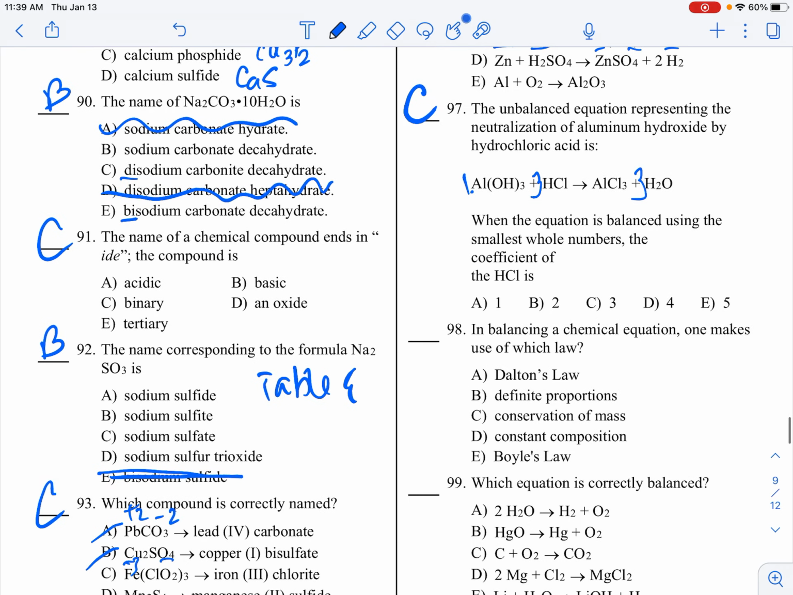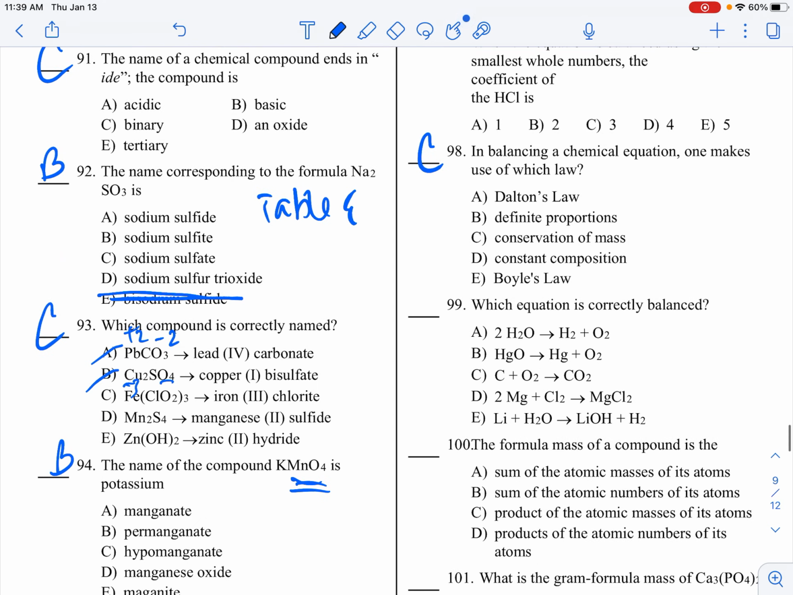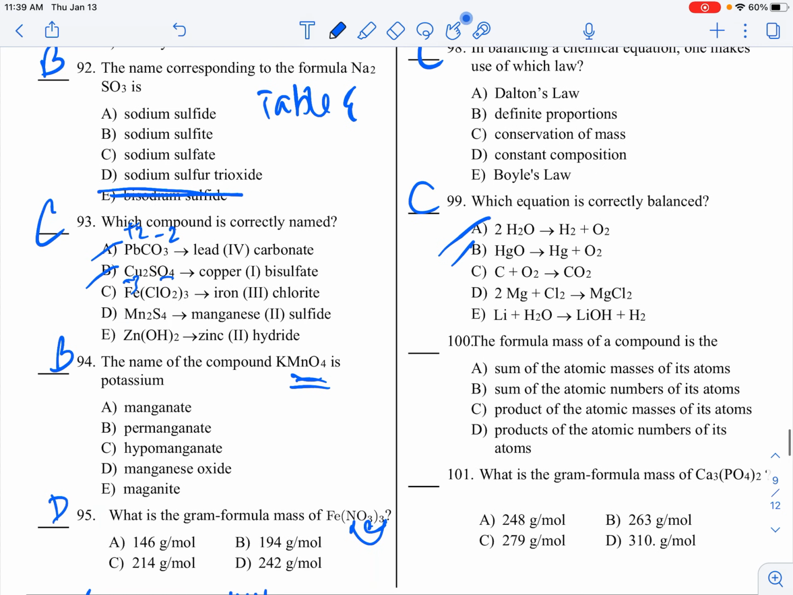In balancing a chemical equation, one makes use of which law? Conservation of mass. The total mass on both sides has to be equal. Which is balanced? 4 hydrogens, 2 hydrogens. Nope. 1, nope. Oxygens are bad. C looks good.